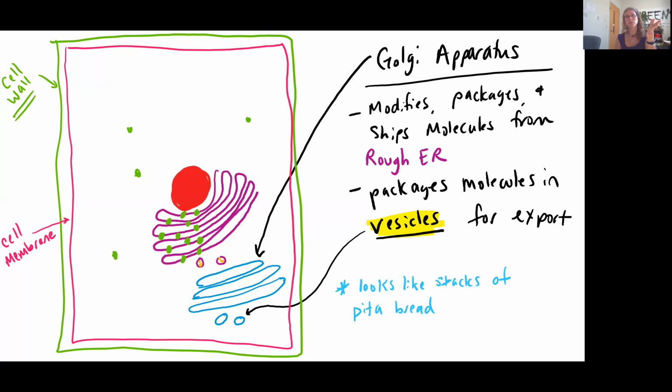We're further away, and instead of it being like a maze or network, it's going to be these membrane pockets. We see vesicles coming from the rough ER to the Golgi apparatus. The Golgi apparatus might add additional molecules to that protein so it can modify it. It can package it up into its own new vesicle, and it can then send that vesicle to the cell membrane for export of that molecule.